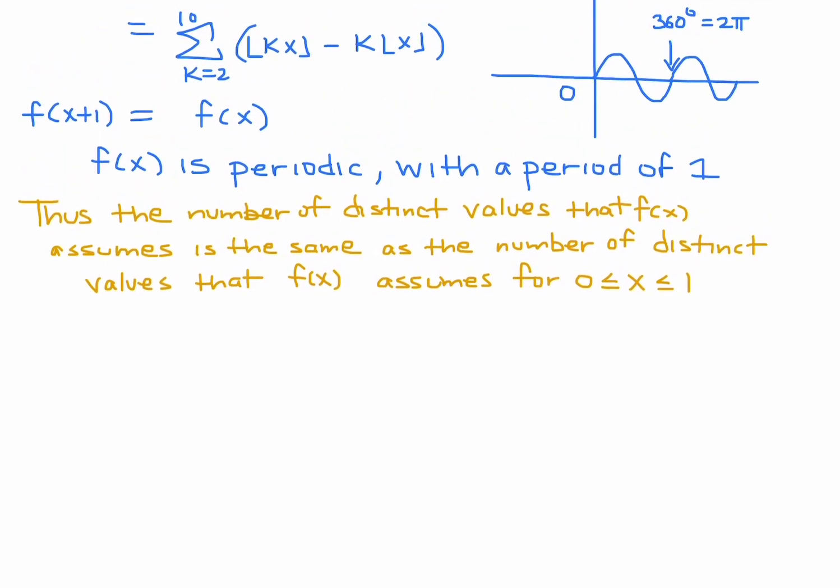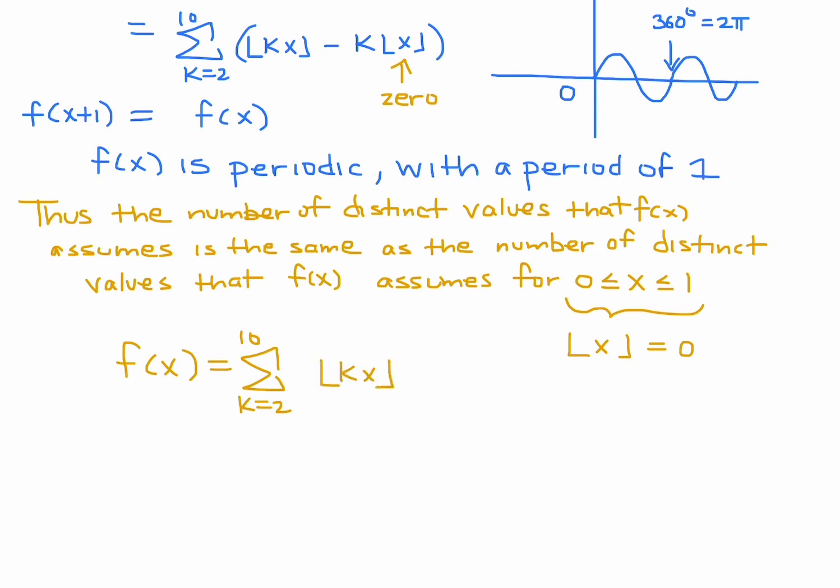And for this interval, the value of bracket x would be 0, right? Because all those numbers are decimals, like 0.3, 0.7, and if you take the greatest integer less than it, it's 0. So that means that this whole thing, which is f of x, really just reduces to the following: the sum from k equals 2 to 10. Since bracket x is going to be 0, this becomes 0. So all you're left with is just that kx in the bracket. And that's it.